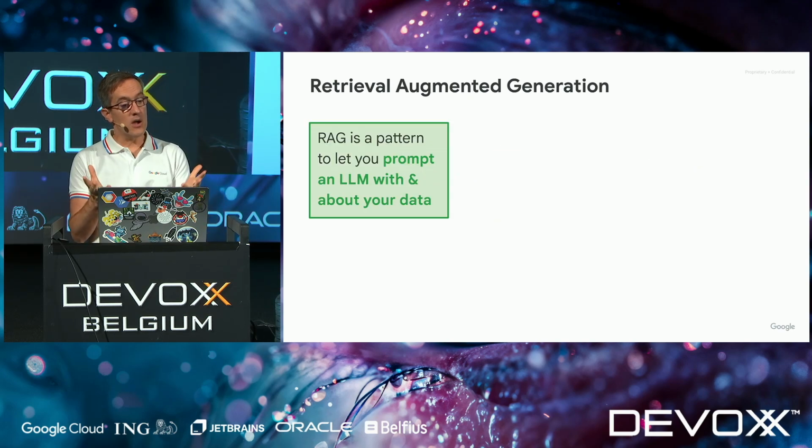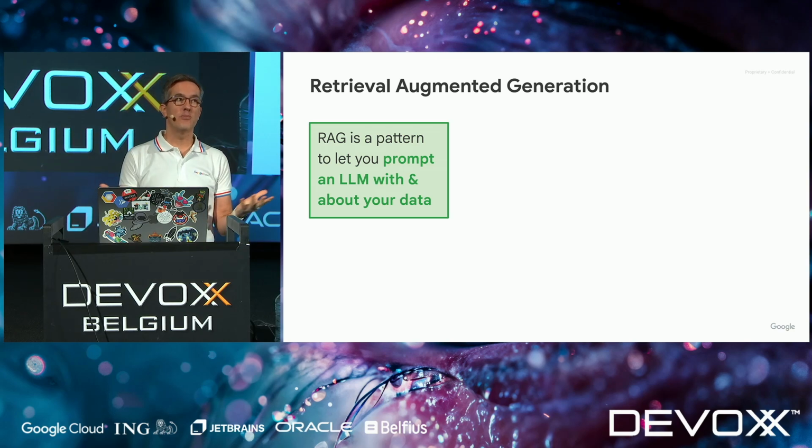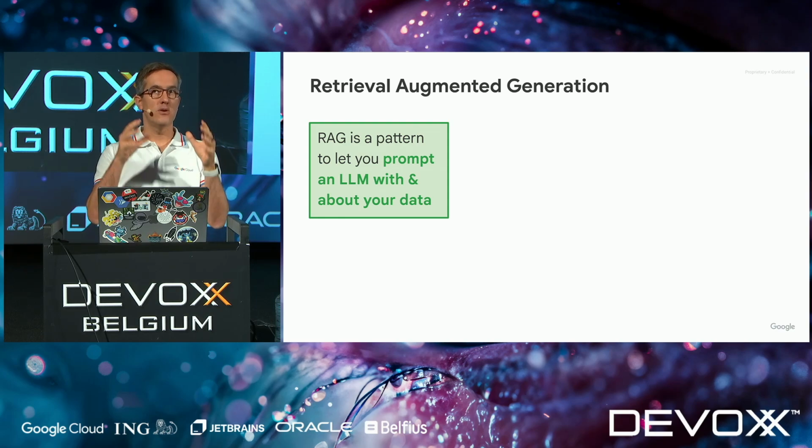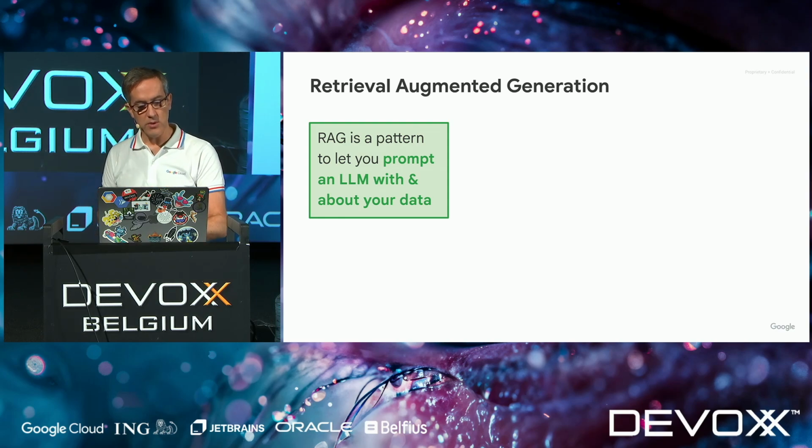So here comes RAG, which is an architectural pattern to let you ask questions and prompt your LLM with your own data, your own information, your own documents.